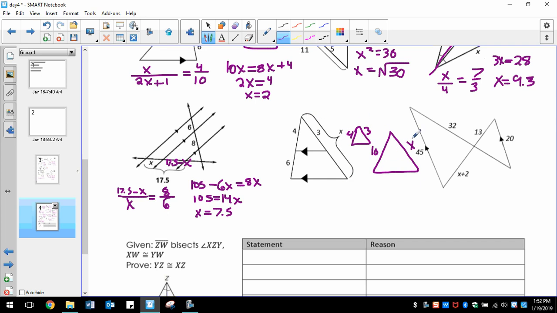So now I have everything set up, so it's going to be x over 3 equals 10 over 4, because we like to start with the variable. And then we cross multiply.